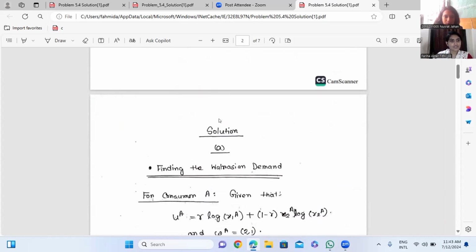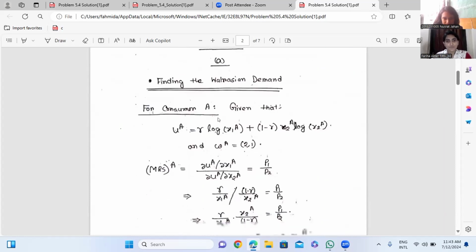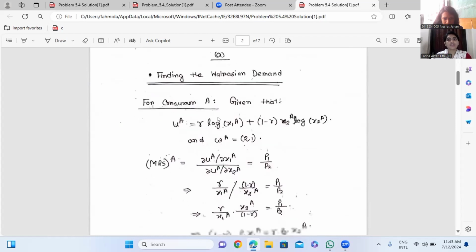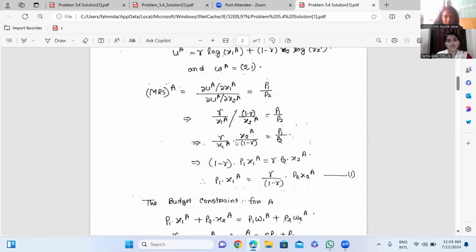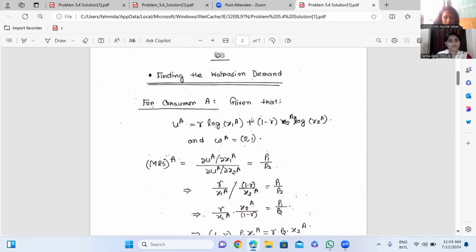Okay, Eva, I'm going to the solution. The first part, finding the Walrasian demand. So this question can be solved in multiple ways. You can solve it by using the utility maximization problem, then forming the Lagrangian, then solving it, and the later procedure. But I have used a shortcut way. So I derived the marginal rate of substitution firstly, and evaluate the price ratios. We know all the basics. Do you know that? Yeah.